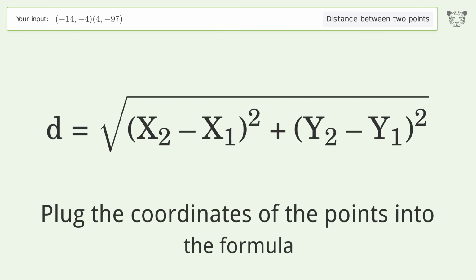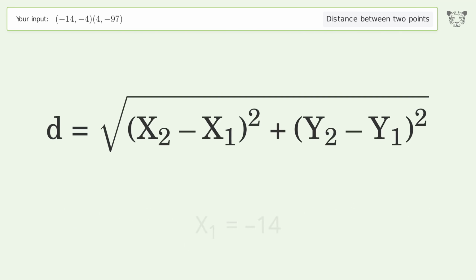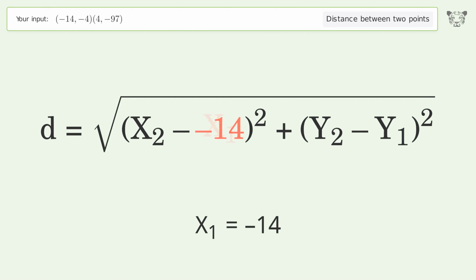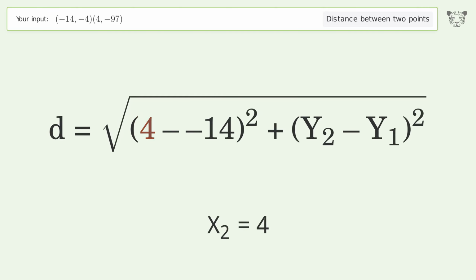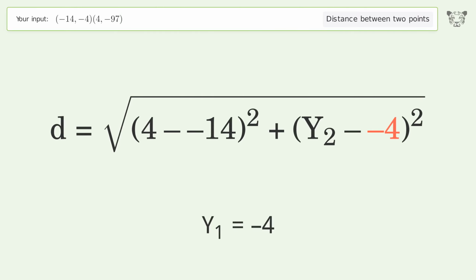Plug the coordinates of the points into the formula. x1 equals -14. x2 equals 4. y1 equals -4. y2 equals -97.